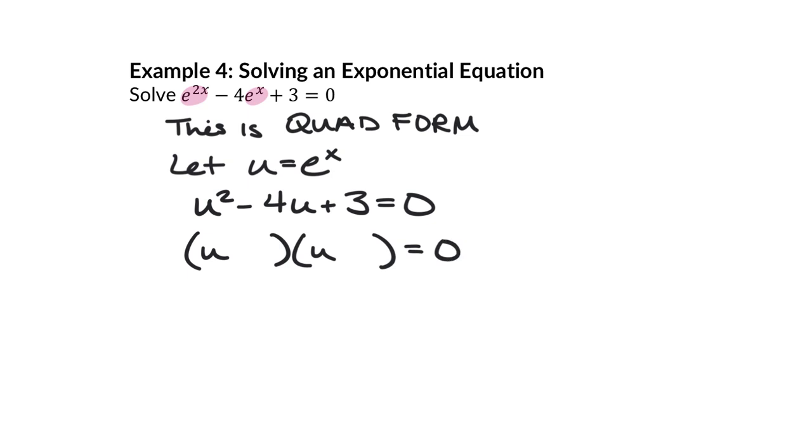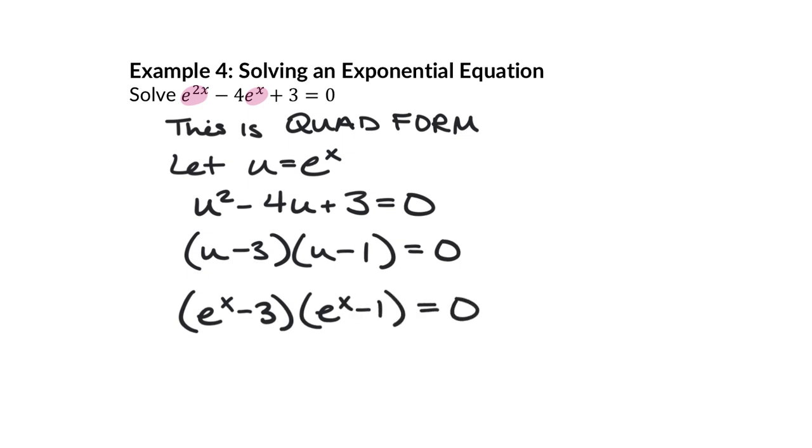What are the things that multiply to 3? 3 and 1. If I make them both negative, don't I get negative 4? Yeah. Okay, great. So I have this right here. Awesome. If I substitute back in the e to the x, this is e to the x minus 3 multiplied by e to the x minus 1.